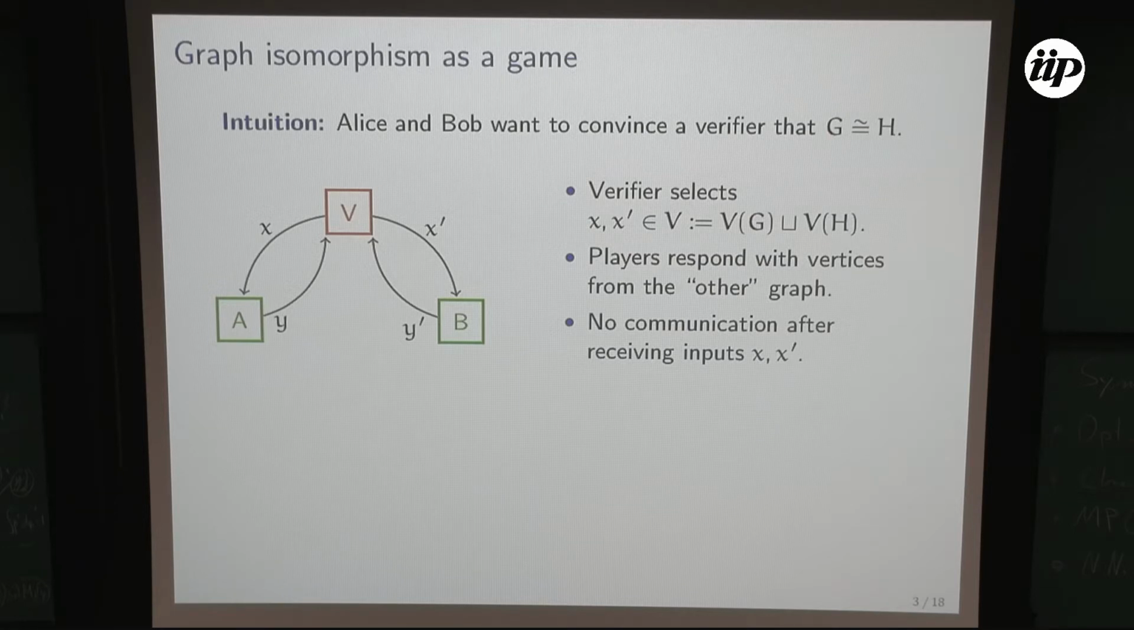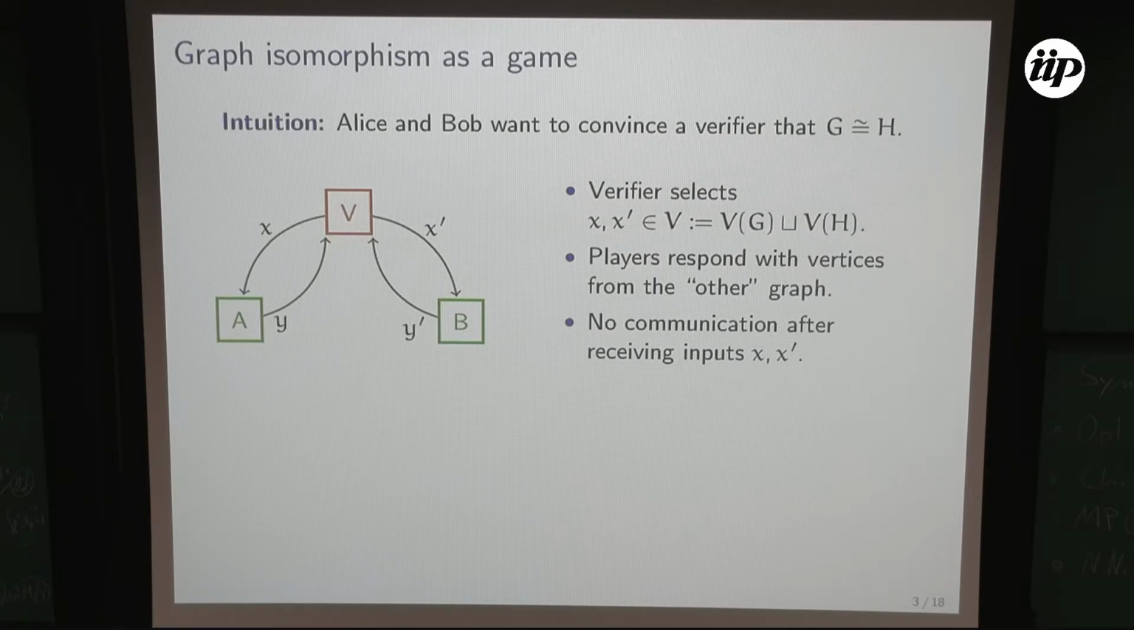After the verifier receives the answers y and y prime back from Alice and Bob, he's going to announce whether Alice and Bob win the game or lose the game. Remember, we required players to respond with vertices from the other graph. So when the verifier has received y and y prime, if he looks among x and y, there's precisely one vertex from G and precisely one vertex from H. The same for x prime and y prime. We don't know if x prime is from G or y prime is from G, but one of those vertices is from G, the other one is from H.